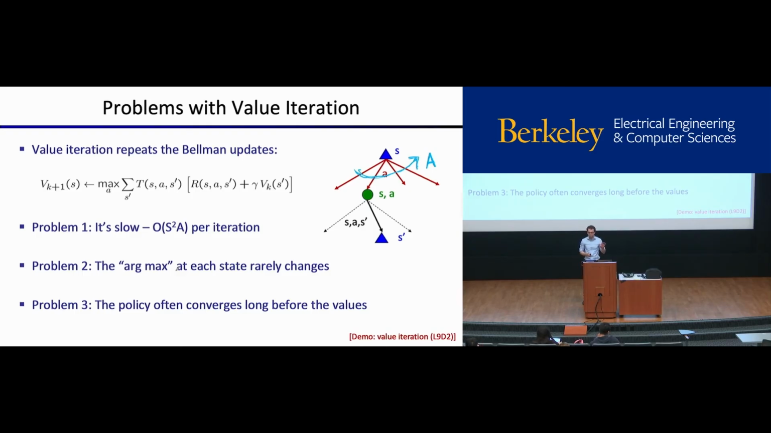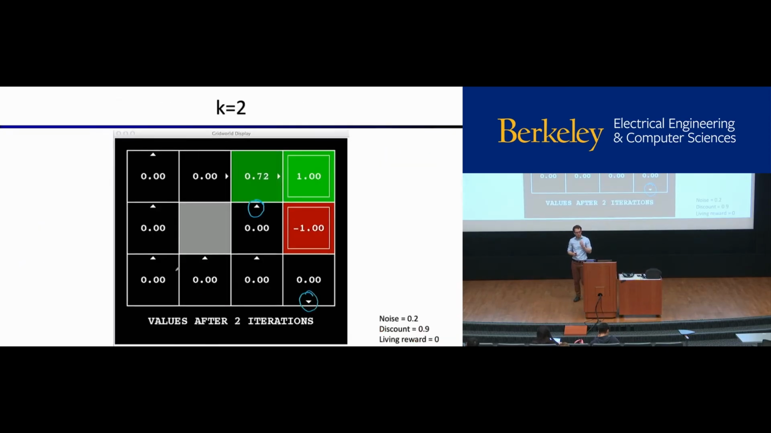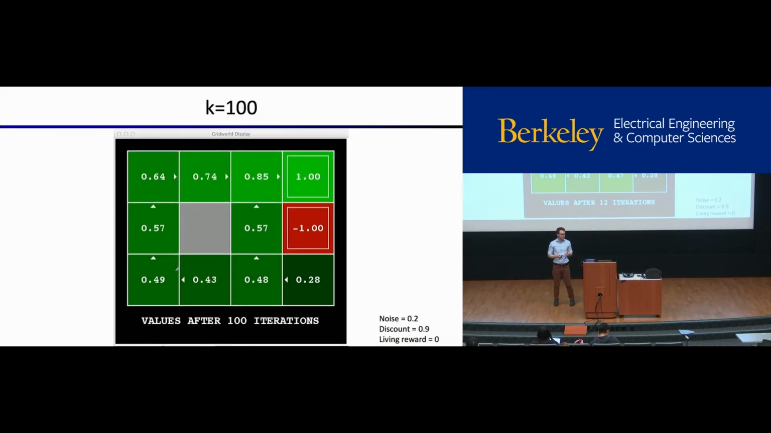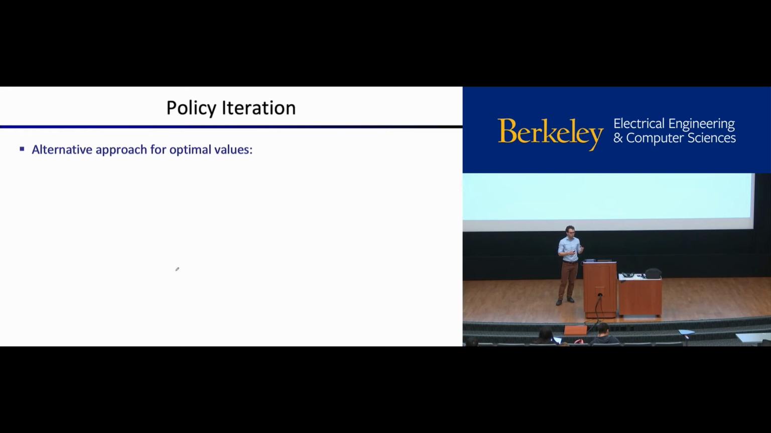So these are all the problems with value iteration. And now we would like to try to develop a method that uses what we've already built to do this more efficiently. So this is called policy iteration. It's an alternative approach for computing optimal values.